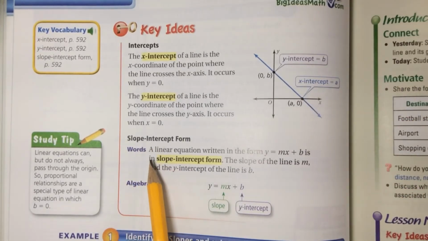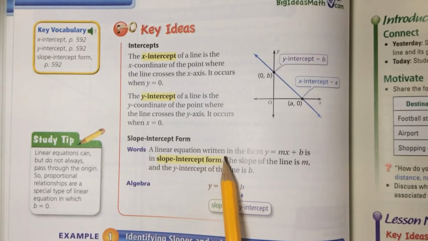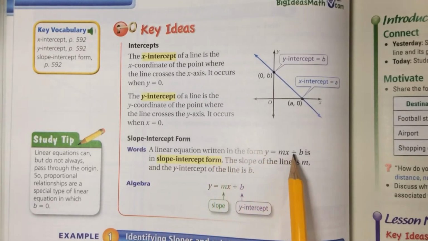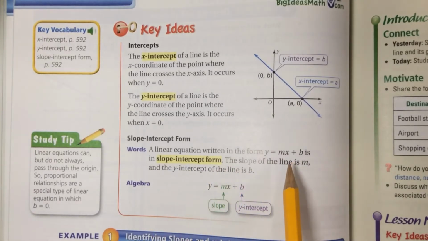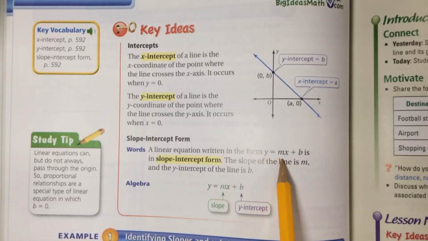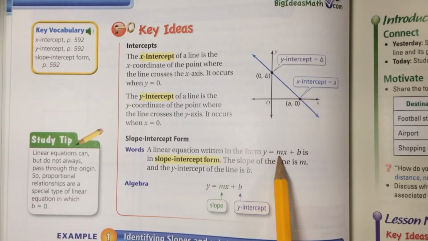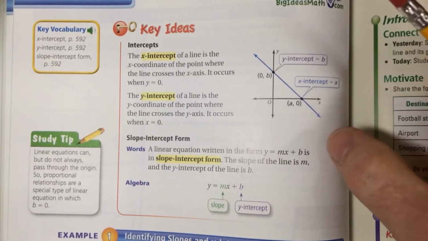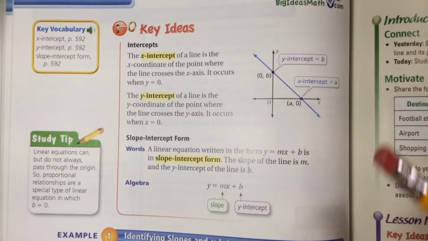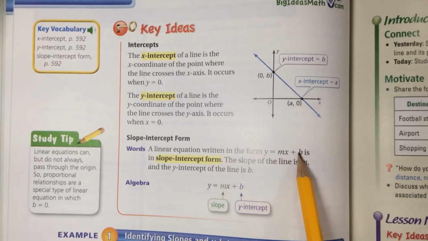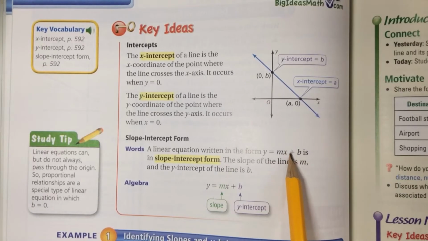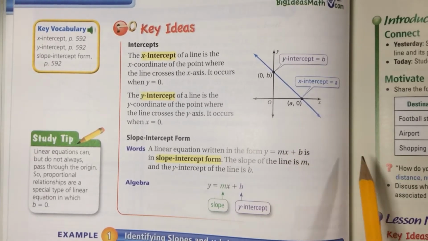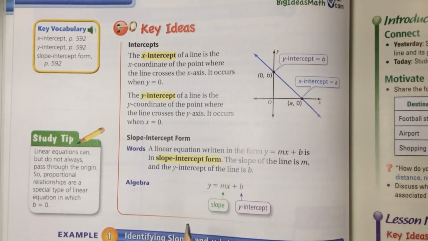So slope-intercept form. A linear equation written in the form y equals mx plus b is in slope-intercept form. The slope of the line is m. Well, we just did that in the last lesson. Remember where we had y equals mx, and the m represented the slope. But when it was just y equals mx, that was when the line crossed through the origin because, like it says over here, it's when b equaled 0. So we didn't have to put it on there. They always pass through the origin. Well, now we're going to talk about lines that don't have to pass through the origin.